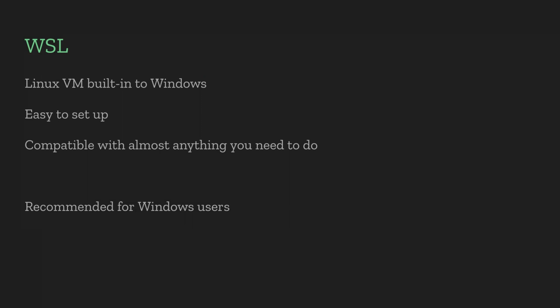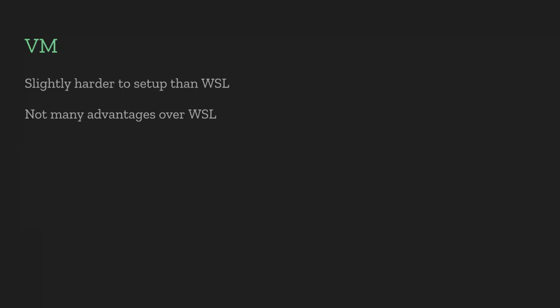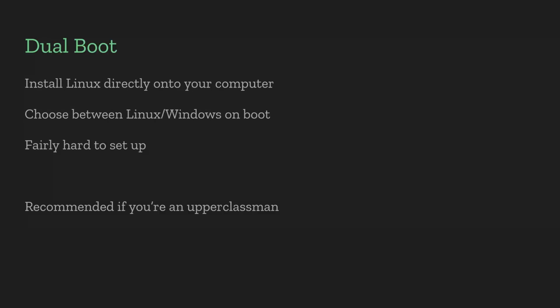And the second option is a VM, which is slightly more annoying to set up than WSL. You have to make decisions about resource limits that you're going to give it, and you may or may not have difficulties with setting up Wi-Fi for your VM. Overall, it just doesn't have very many advantages over WSL, so I don't really see any reason to use it. That said, if you're on Mac, you don't have access to WSL, so some sort of VM would probably be better for you.